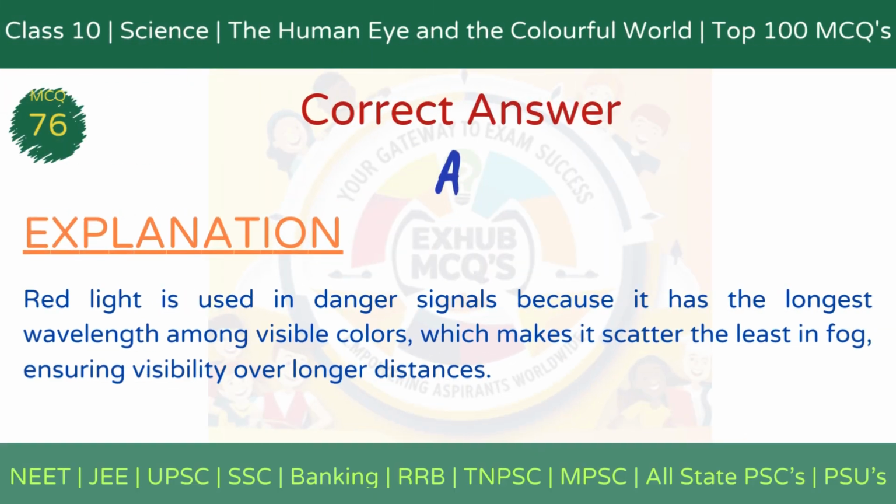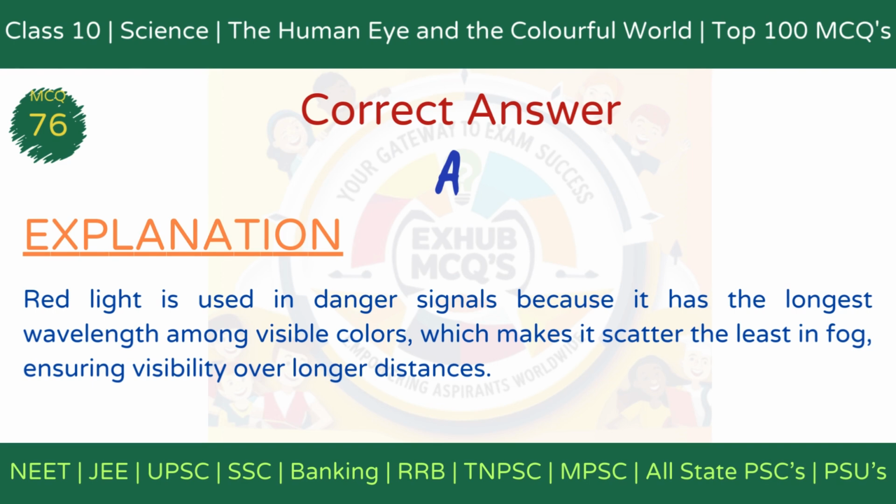The correct answer is option A, longer wavelength of red. Explanation: Red light has the longest wavelength, making it the least scattered by fog or atmospheric particles. This ensures it remains visible over long distances, even in adverse conditions.